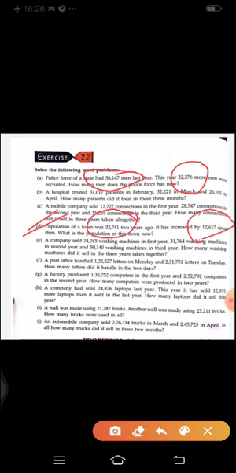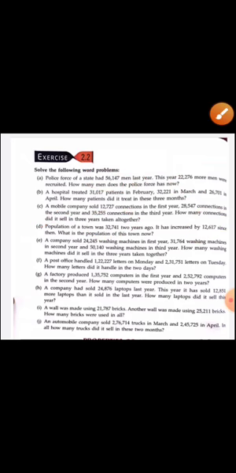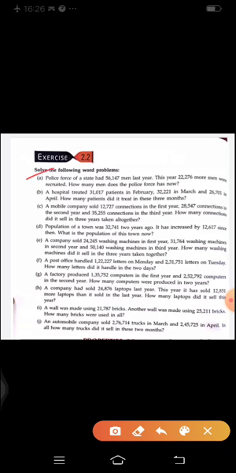Okay students, now you will do A, D, F, H and I part of this exercise in your homework copy. So students, don't waste your time, start doing your homework. And in the next class, we will understand our next topic, and that is property of addition. So students, तब तक आप अपना homework complete कर लीजिए.